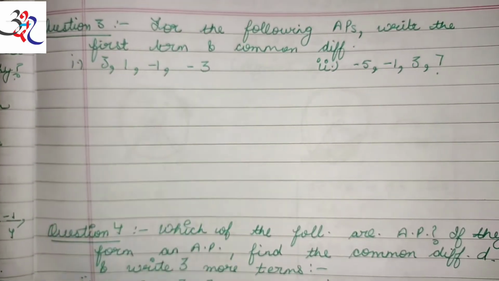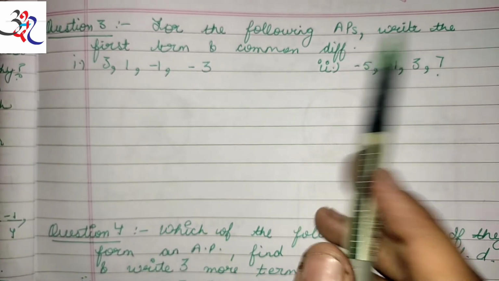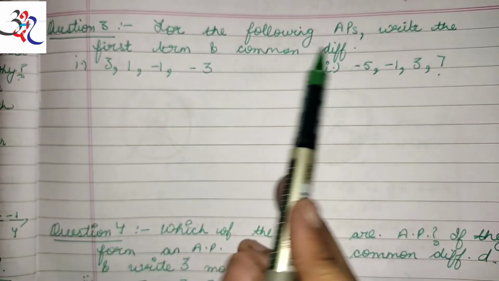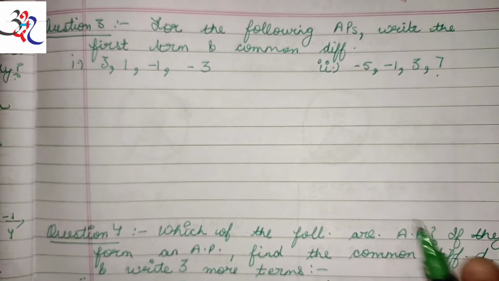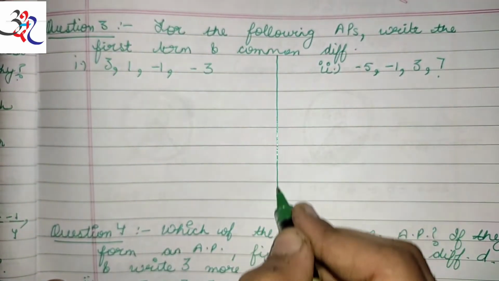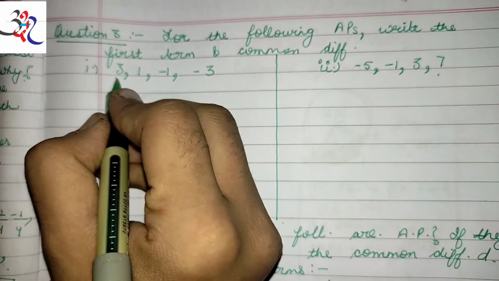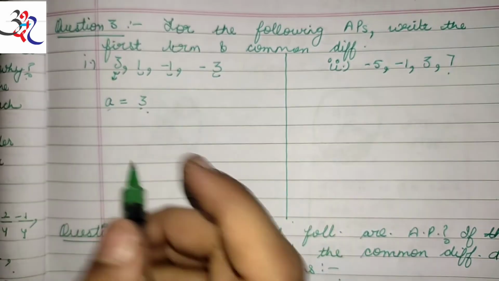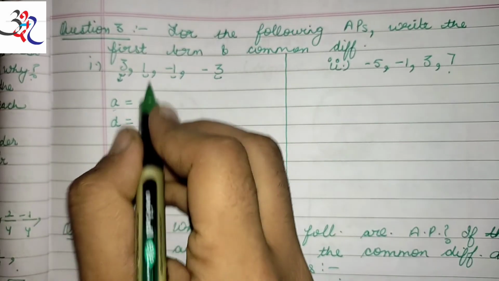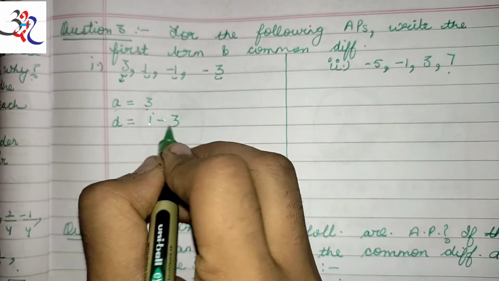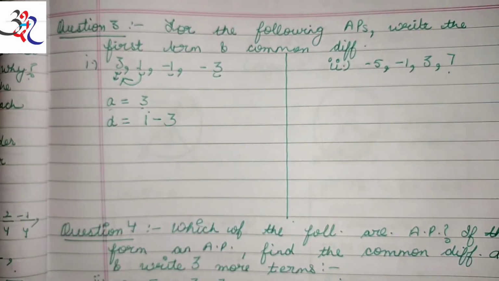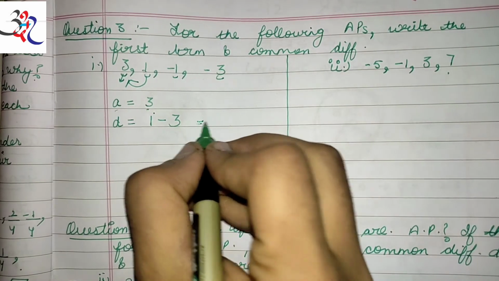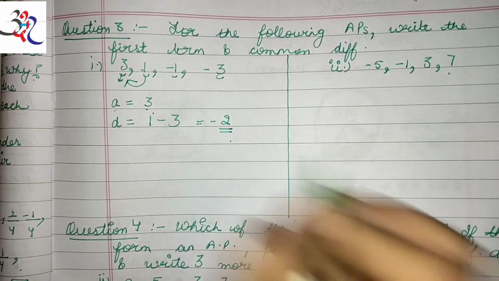Again, see question number 3. For the following AP, write the first term and the common difference. Again, you have to write down the first term and the common difference. You can see that the first term is the very first value, which is a. How to find the common difference? 1 minus 3, subtracting consecutive terms. So I will get the answer as minus 2.